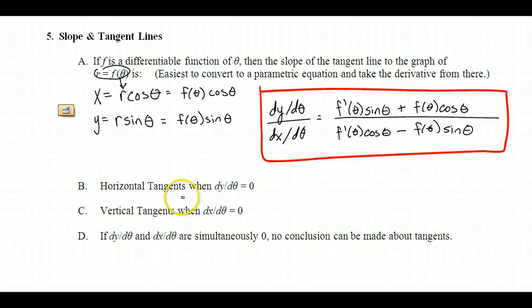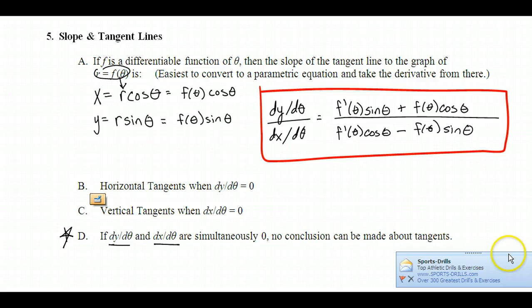To find a horizontal tangent, well, very logical. It's where your derivative is equal to 0. So again, our numerator is equal to 0. Our vertical tangents, when our denominator is equal to 0, great, set the denominator equal to 0. Here is one stipulation with this. If the derivative of y and the derivative of x are simultaneously 0, then we can't make any conclusions about our tangents. So if they're simultaneously 0, we can't say that it's a horizontal tangent or a vertical tangent.